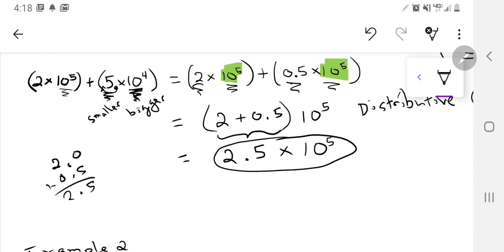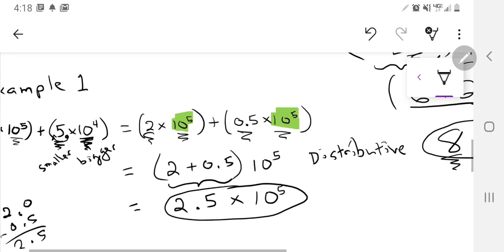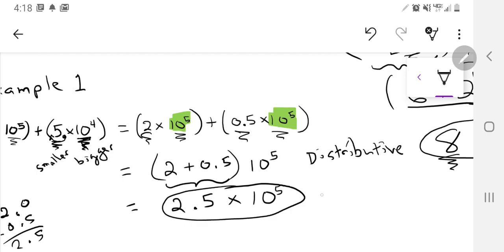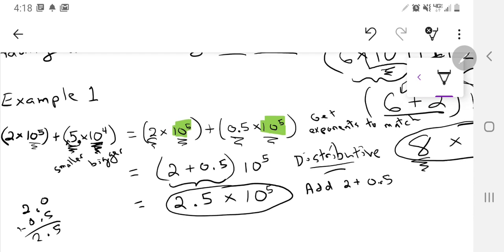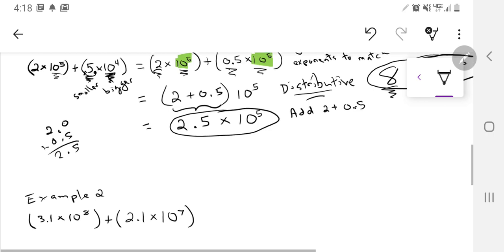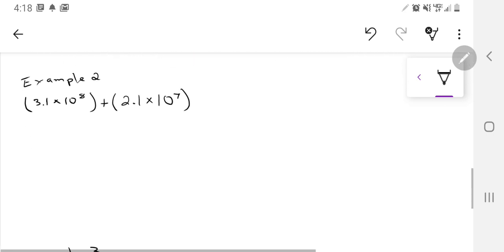All right, I think you're ready for example 2. What did we do then? Sorry, we should just say what we did. Add 2 plus 0.5. And in the beginning, we had to get the exponents to match, right? And why? Because we want to use distributive property, which needs common factors to be able to do that. All right, so let's go to example 2.